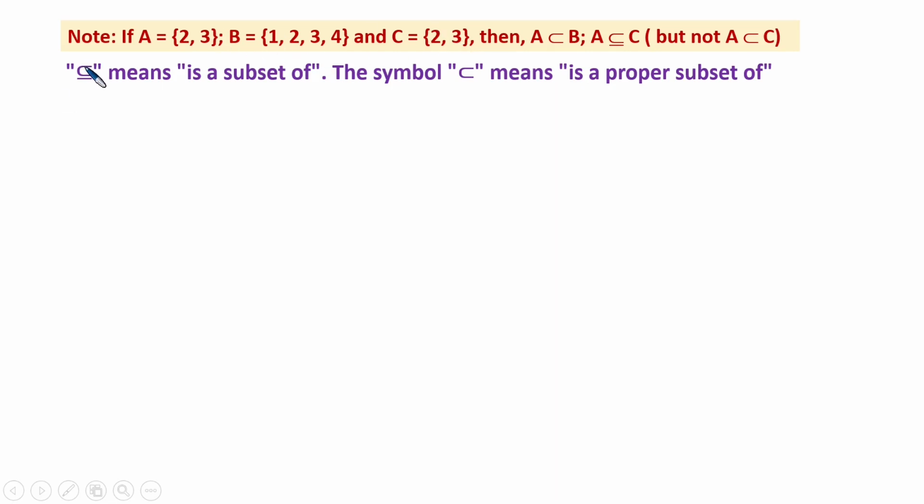So this symbol, a C-like symbol with an underline, means "is a subset of", and without the underline it means "is a proper subset of". If there is an equal to sign here, that means they are exactly the same. And if this sign is not there, that means it is a proper subset, that this will go properly into this. So this is how to remember these symbols.